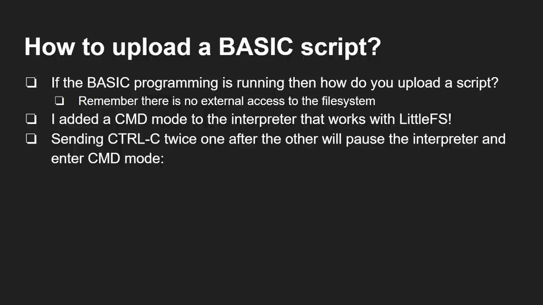Sending Control C twice, one after the other, will pause the interpreter and enter command mode. In command mode, you can do LS, you can do CD to change directory, remove a file. You can cause the controller to reboot. You can exit and go back into the interpreter. And most importantly, you can upload, which will upload a file over the serial to the little FS file system.